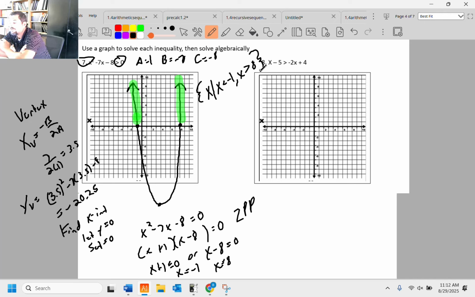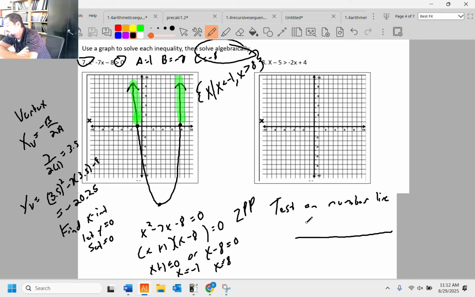Now, when it talks about solving algebraically, what you have to do is test on a number line. This is how your college Algebra 140 teacher is going to teach it next year if you take dual enrollment math. They're going to have you do a number line. So you're going to test on a number line. And it's just fun, exciting stuff. Like, it's so much fun. 0 is the most important number.